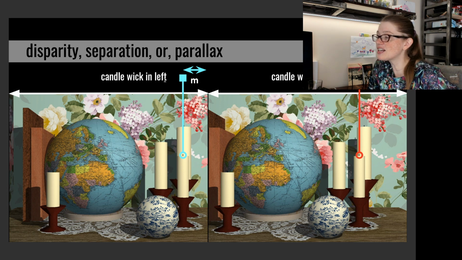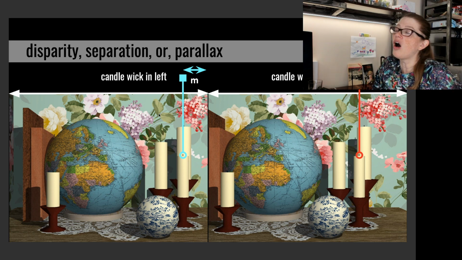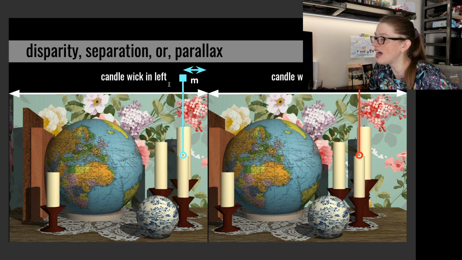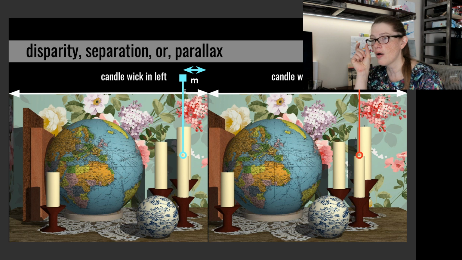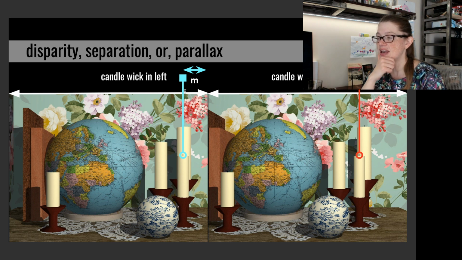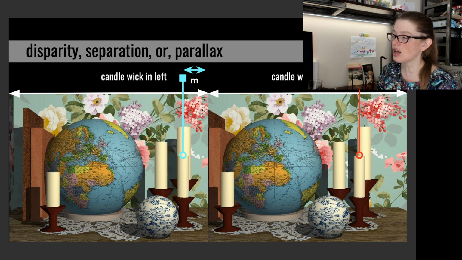I don't have the line here, but if you were to draw on the left image where that n is, the difference between m and n is the disparity, the separation, or the parallax. It's how much distance there is from where it is in one eye to where it is in the other eye.